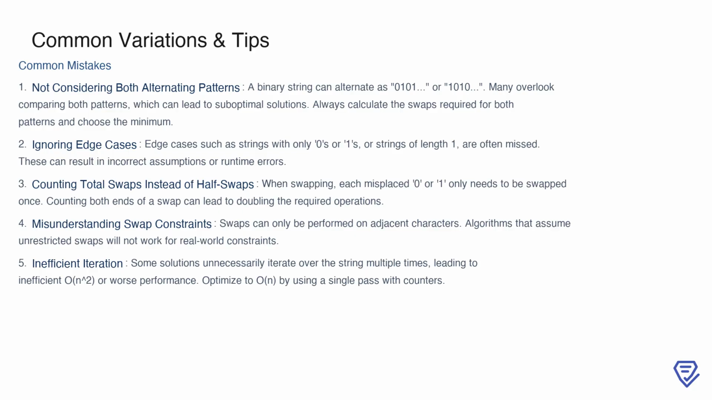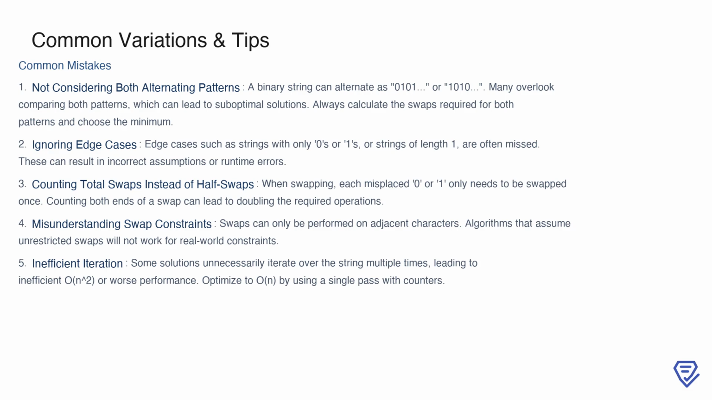Another frequent oversight involves ignoring edge cases. For example, strings that consist entirely of zeros or ones, or even strings of length 1. These special cases can lead to incorrect assumptions or runtime errors if not handled properly. Additionally, it's crucial to understand that each misplaced 0 or 1 only needs to be swapped once.